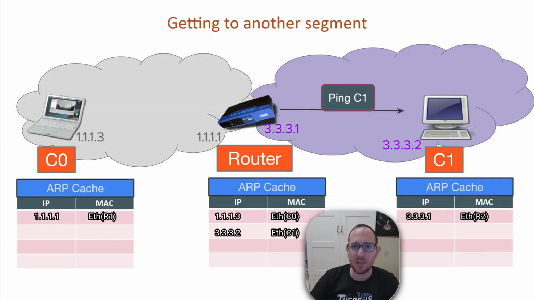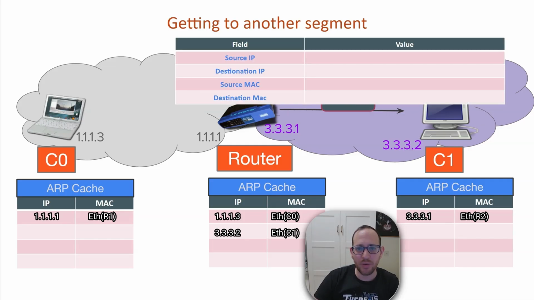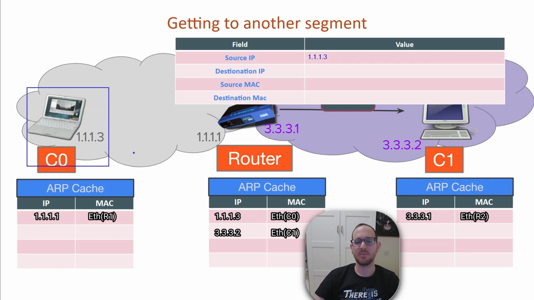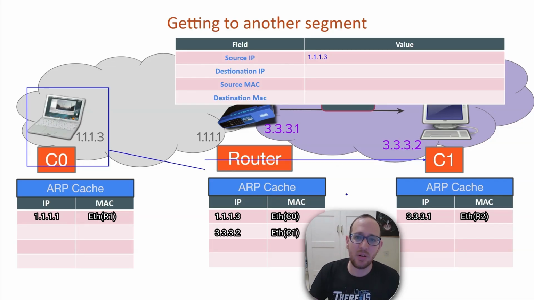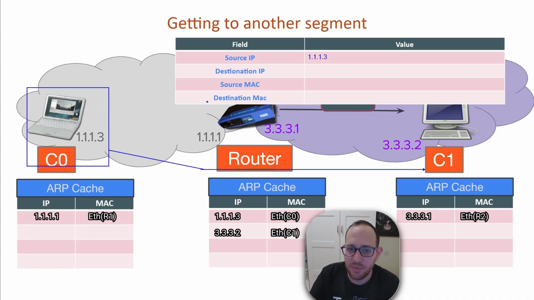What do you think? What would be the source IP address? So marking it again with blue, the source IP is 1113. It's that of C0. Again, the IP layer, the network layer, shows me the entire route from C0, from source, all the way to the destination. That's what we can see on the third layer. So the source IP is 1113 and the destination IP is 3332. What about the MAC addresses?